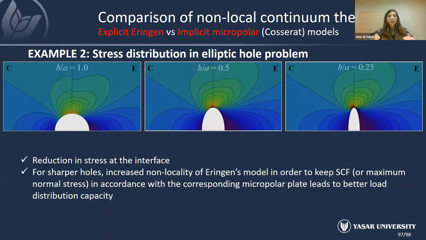So with adopting non-local models, we reduce the stress at the interface. And we see that for sharper holes, we need to increase the non-locality to keep the stress concentration factor in accordance with the corresponding micropolar model, and which leads to better load distribution capacity.